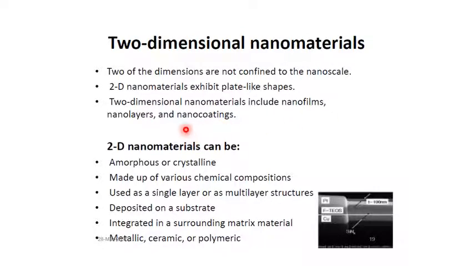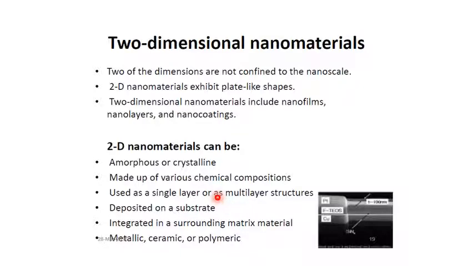So thickness is in nanometer range, but the other two dimensions are not in nanometer range. Two-dimensional nanomaterials can be amorphous or crystalline. They may be made up of various chemical compositions. They can be used as a single layer or multi-layers, and in different applications.